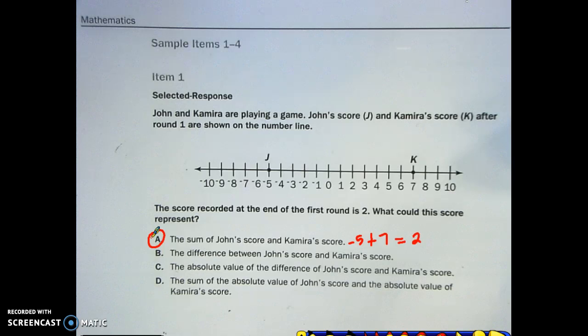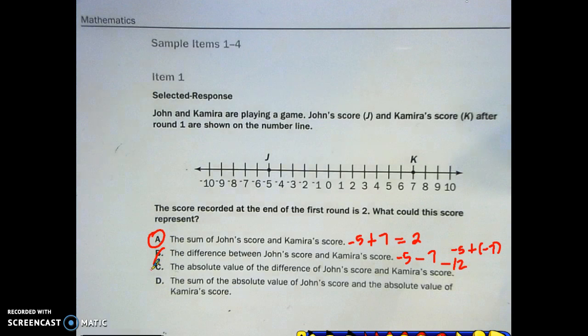B says the difference, which means subtract, between John's score, -5, and Kamira's score, 7. When you're subtracting, we use additive inverse. Keep the first number, change subtraction to addition, take the opposite of the second number. Now my signs are the same, so I add. 7 plus 5 is 12, and the sign is negative, so it's not B.